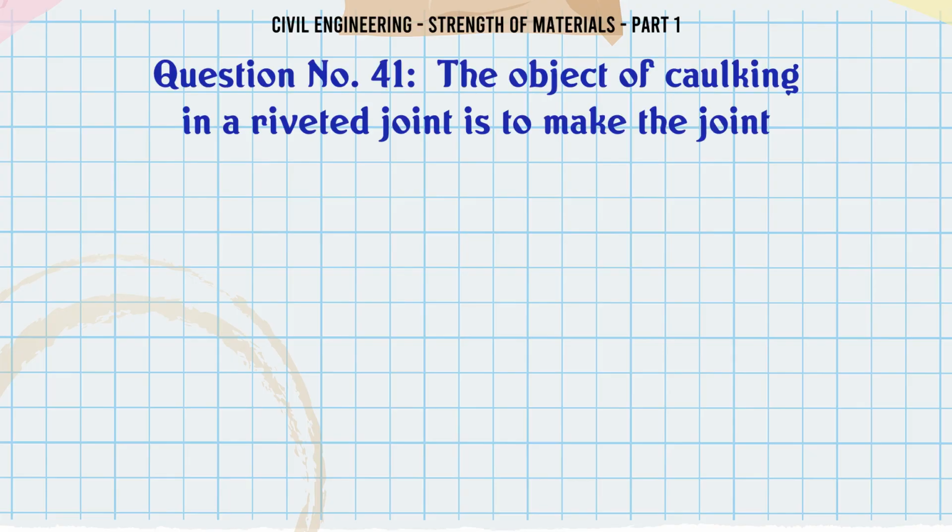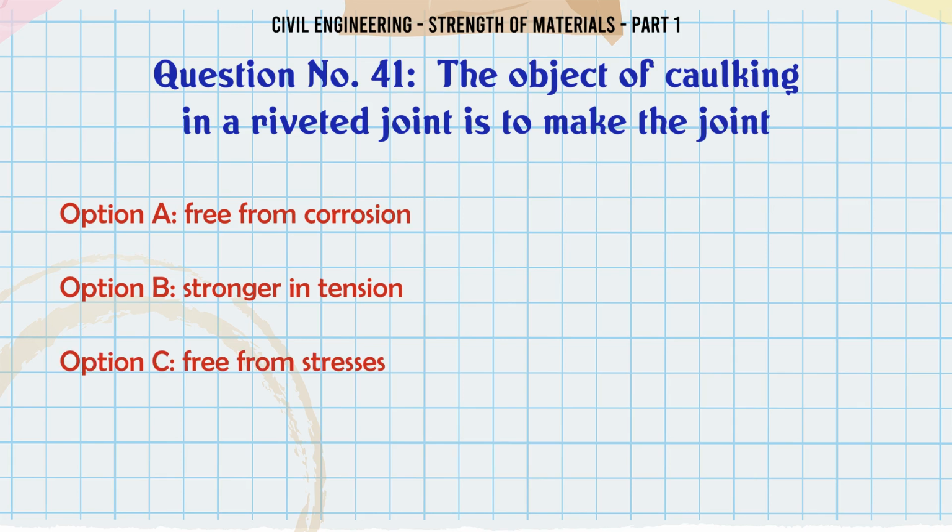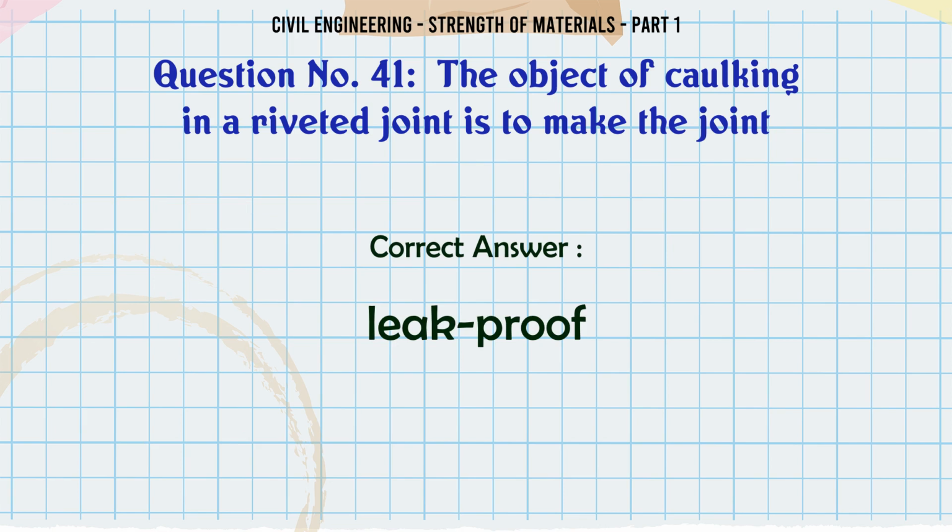The object of caulking in a riveted joint is to make the joint: A. Free from corrosion, B. Stronger in tension, C. Free from stresses, D. Leak-proof. The correct answer is leak-proof.